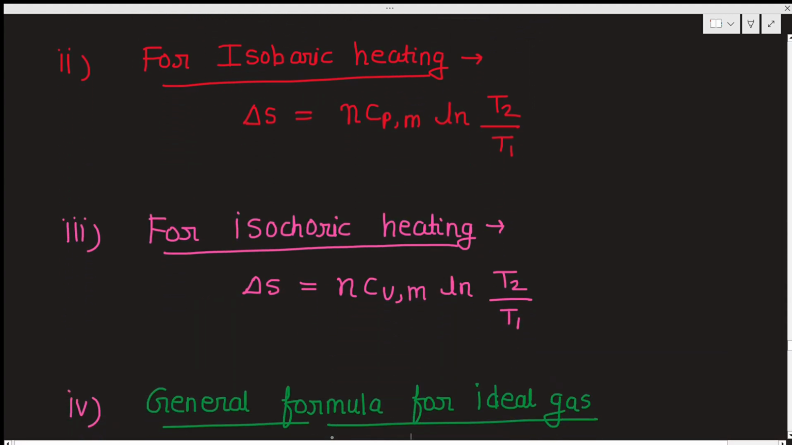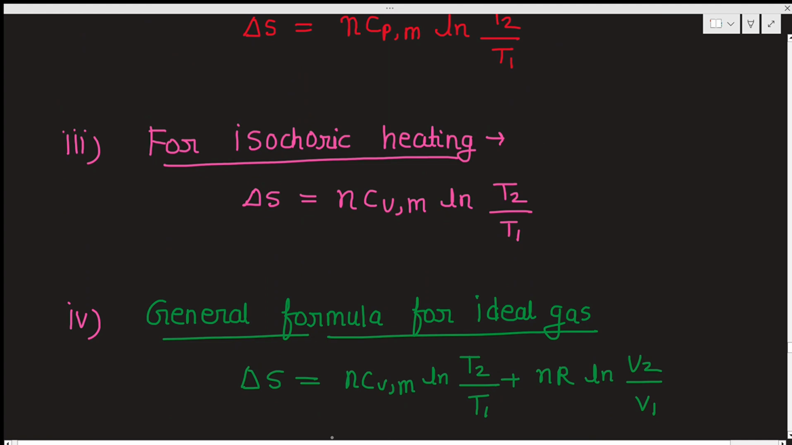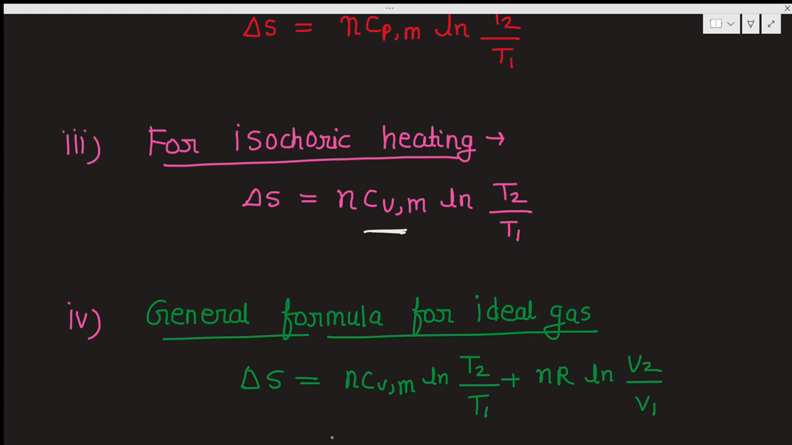Similarly, if you are given isochoric heating, then you will use n CVM, that is, the heat capacity at constant volume, then natural log of T2 upon T1.